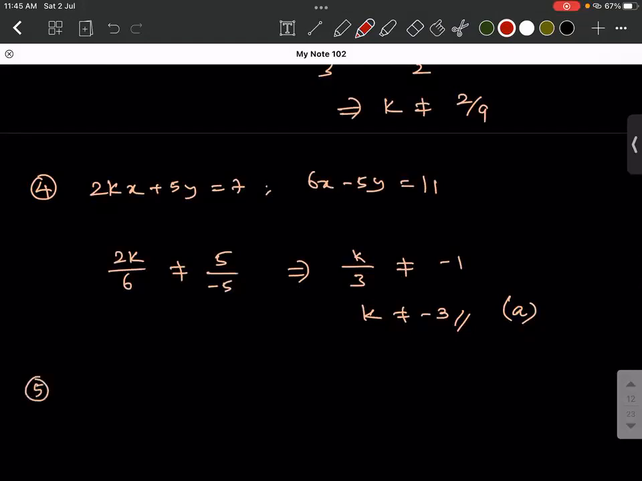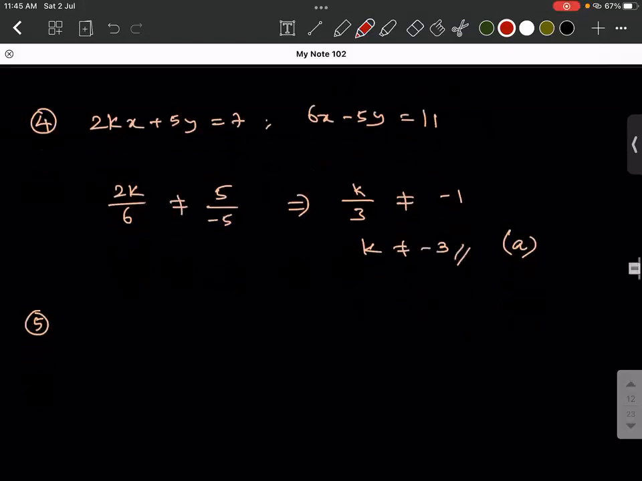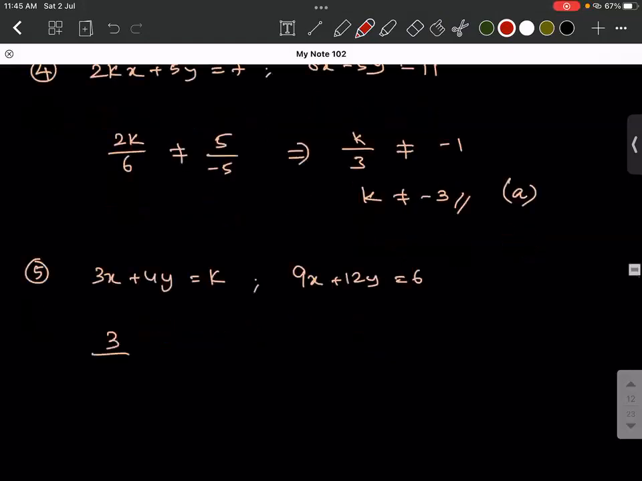Fifth one. 3x plus 4y is equal to... infinitely many solutions means 3 by 9 should be equal to 4 by 12 should be equal to k by 6.